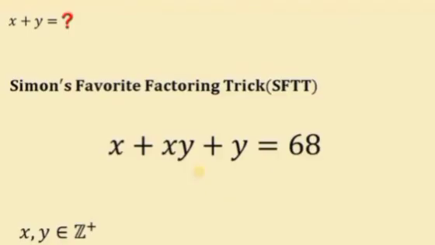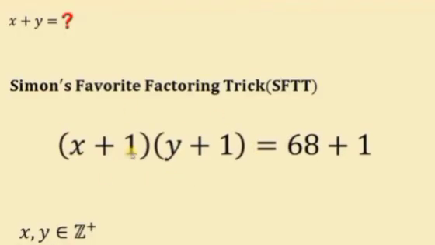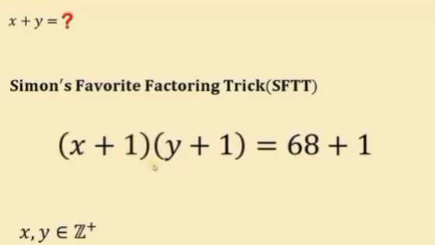Now, if we add 1 on both sides and rearrange some terms a little bit on the left-hand side, then xy plus x plus y plus 1 is factorable. If we factor this, we get x plus 1 multiplied by y plus 1. Now, if we multiply these binomials, we get xy plus x plus y plus 1. So again, let's go back to its factored form. We will use this later. And on the right-hand side, 68 plus 1 will give us 69.